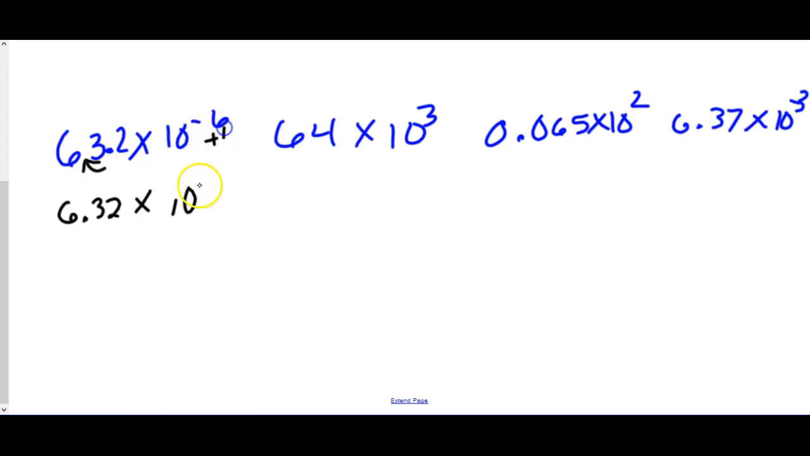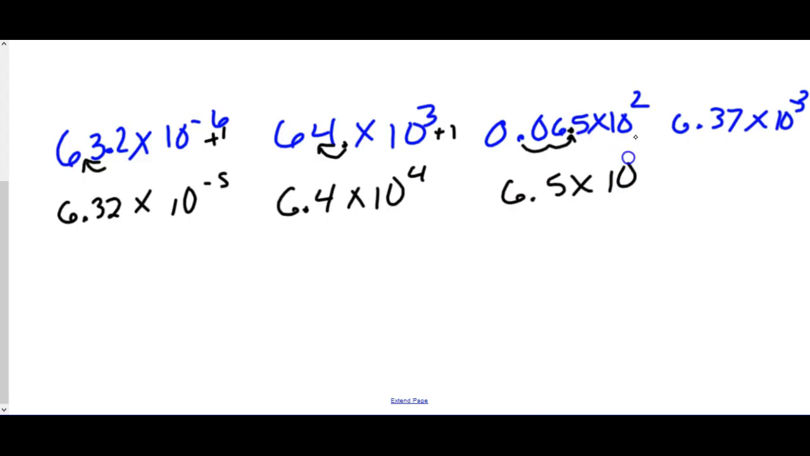Negative 6 plus 1 is negative 5. Same thing here. 64 has the decimal here. We move 1 to the left. 6.4 times 10, we add 1 to get the 4th. This one we're moving to the right 2 spaces. So we get 6.5 times 10 to the negative 2 plus 2, which is 0. When you have 10 to the 0, you actually get rid of that completely and you just have 6.5. And then 6.37, that's already in correct notation, so we just leave it.